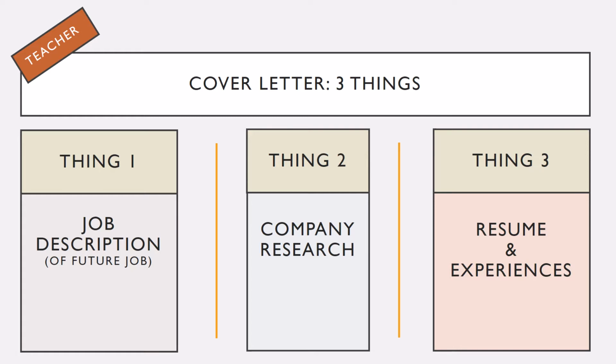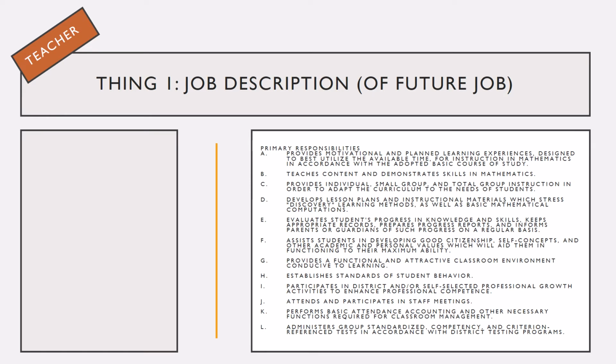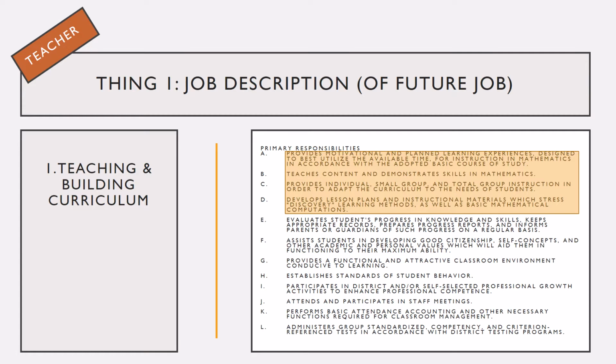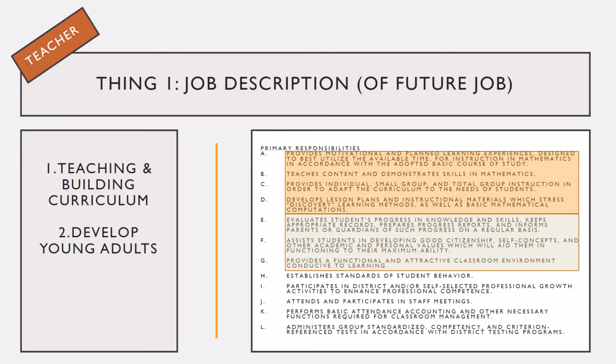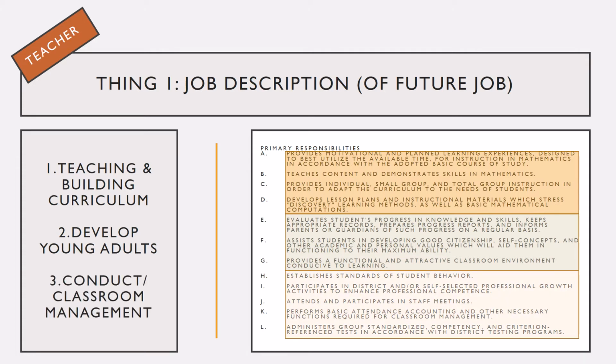For this example, we're going to be writing our cover letter to a teaching position, for someone who wants to be a teacher. This is a primary responsibilities list from a job description, also known as qualifications or job responsibilities. What I'm going to do is put them into categories. I'm going to take the first four and pull out some big themes. For today, it's teaching and building curriculum. The next three talk about possibly developing young adults. And the last five are conduct and classroom management. So we're pulling themes from the job description to write to, things that we can say, hey, we're good at these things. Instead of writing to all, A through L on the list, we're just going to pull out some big themes that we can talk about.